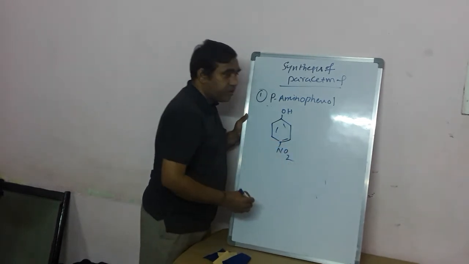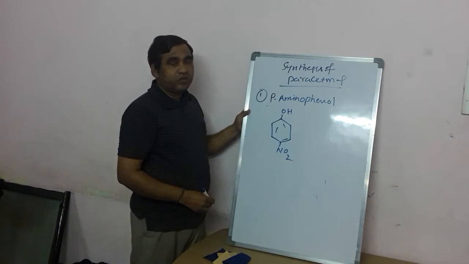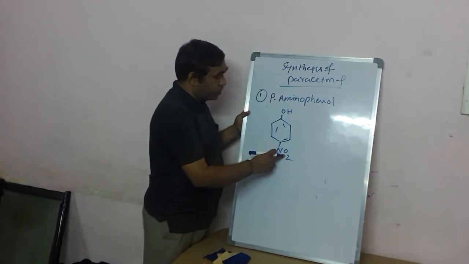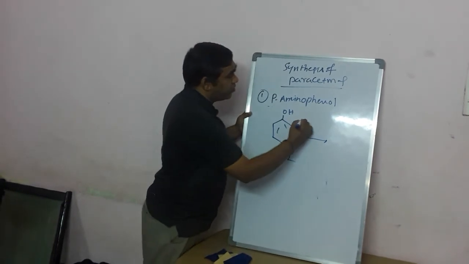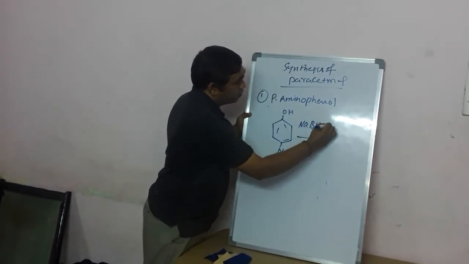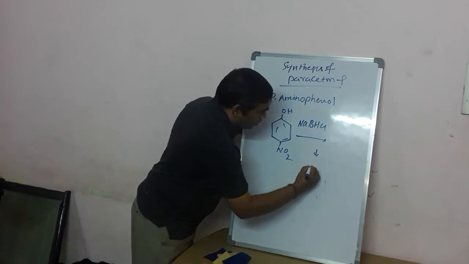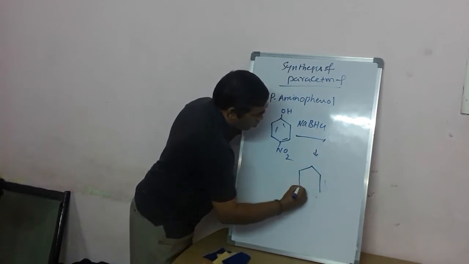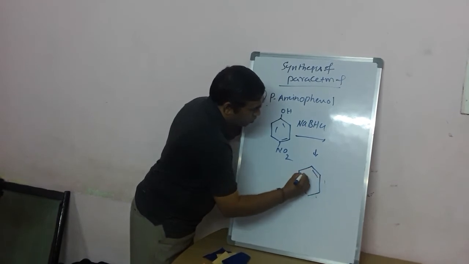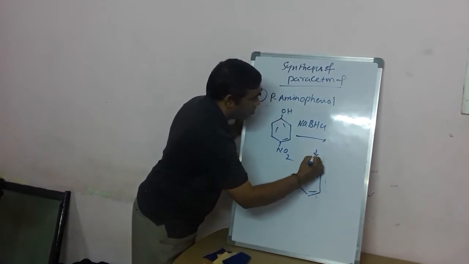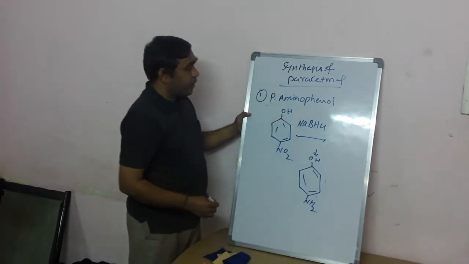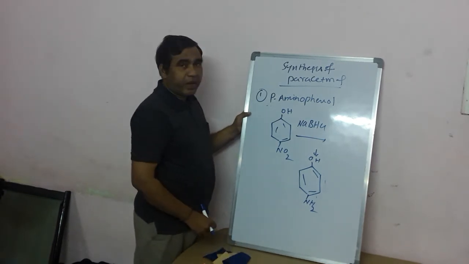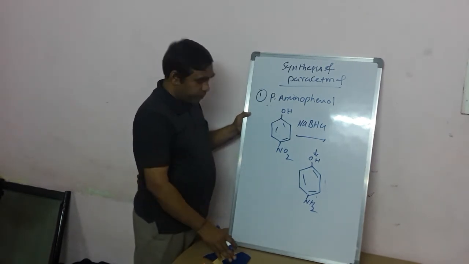What is reduction? Addition of hydrogen or removal of oxygen is called reduction according to organic chemistry. So in the reduction process, the NO2 group is replaced by hydrogen. The reducing reagent is sodium borohydride. This is OH, this is NH2. In this way we prepare para-aminophenol. This is one of the raw materials for the synthesis of paracetamol.